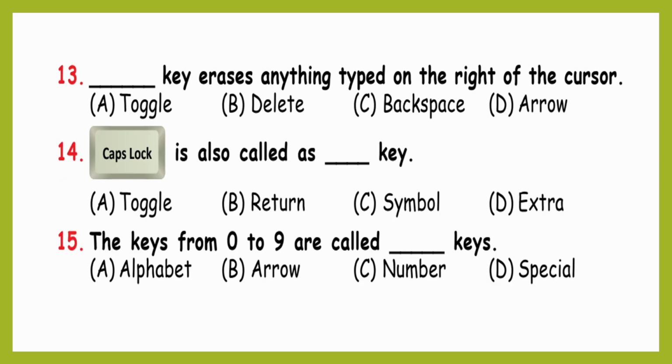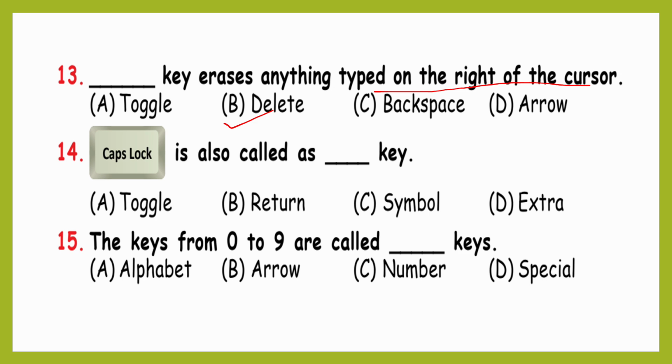Dash key erases anything typed on the right of the cursor. Option A, toggle. Option B, delete. Option C, backspace. Option D, arrow. Which key erases anything typed on the right of the cursor? Option B, delete.